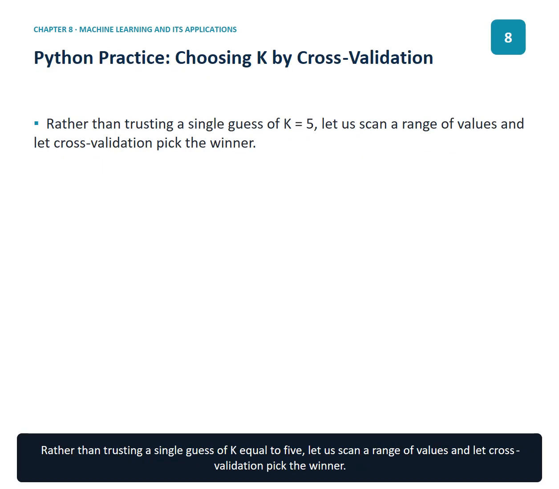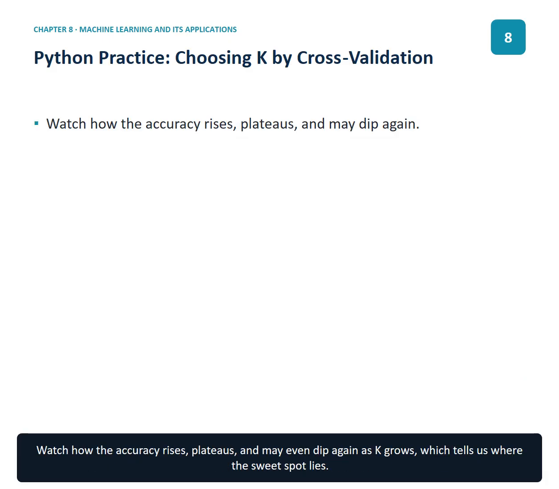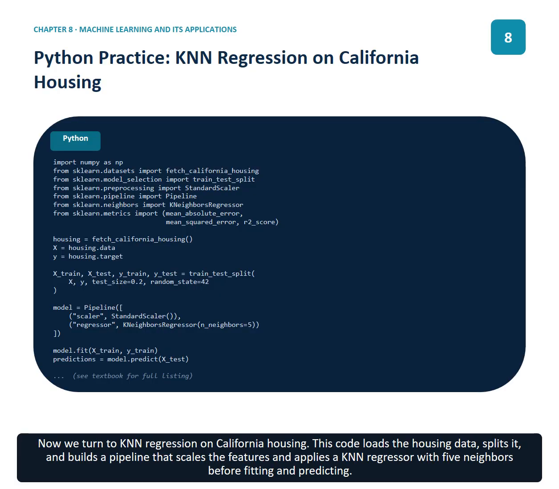Rather than trusting a single guess of k equal to 5, let us scan a range of values and let cross-validation pick the winner. This code loops over k from 1 to 15, builds the same scale-then-classify pipeline for each value, and uses 5-fold cross-validation to print the mean accuracy at every k. Watch how the accuracy rises, plateaus, and may even dip again as k grows, which tells us where the sweet spot lies. Now we turn to KNN regression on California housing.